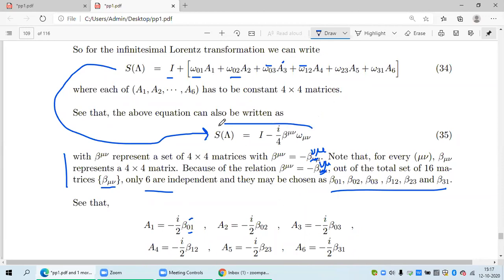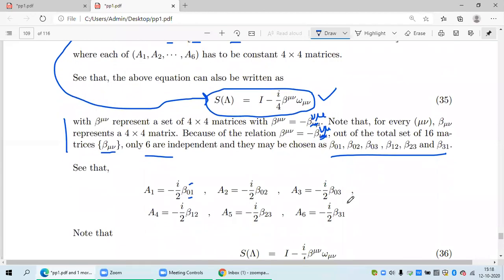in a shorthand notation like this, where you ensure that beta mu nu represents a set of matrices that are antisymmetric with respect to mu nu. Therefore, effectively there are 6 matrices. Clear? It is easier to work with this simpler looking form, because of this introduction of beta mu nu.